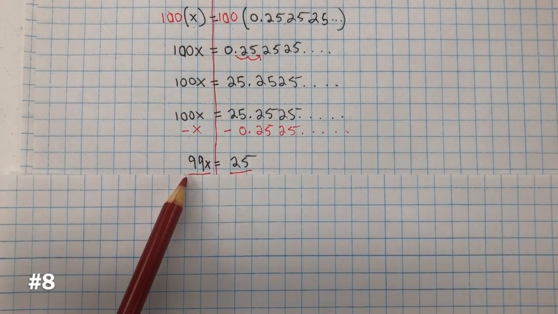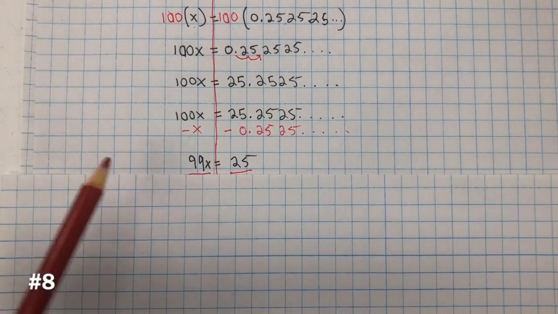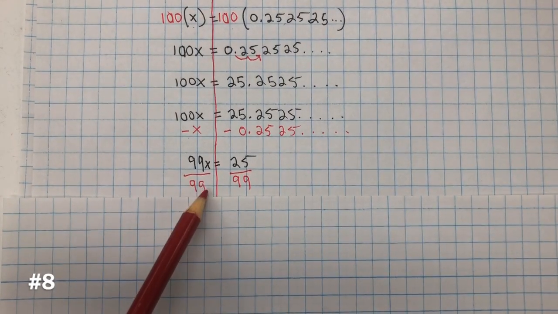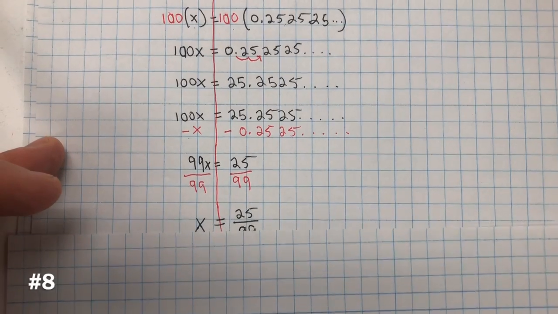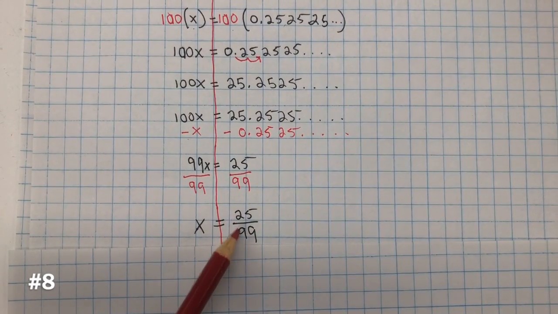And so now I have 99x equals 25. Divide both sides by 99. This creates the big 1. And now I have x equals 25 99ths.